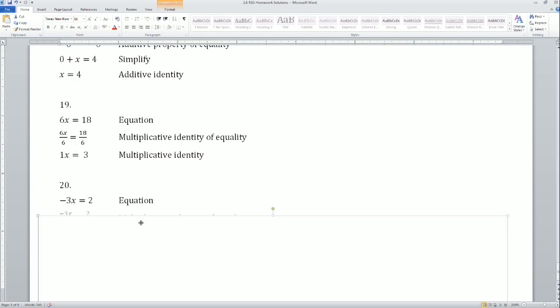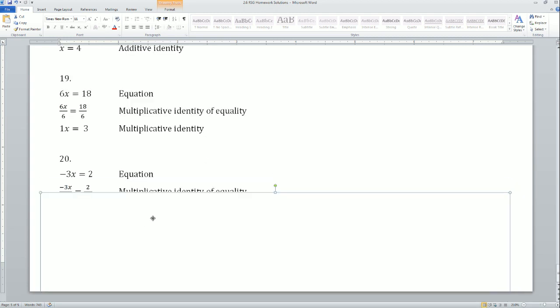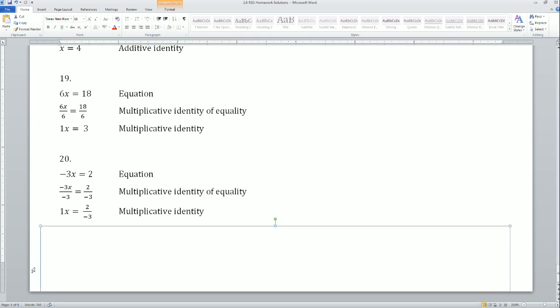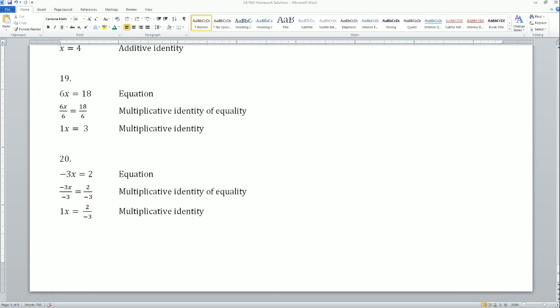20, negative 3x equals 2. That's the original equation. Divide by negative 3 to both sides, or you could say multiply by 1 over negative 3 to both sides. That's your multiplicative identity of inequalities. My left hand side, negative 3 divided by negative 3 is 1. So I have 1x equals 2 over negative 3. That is your answer. There you go. Those are your homework solutions.